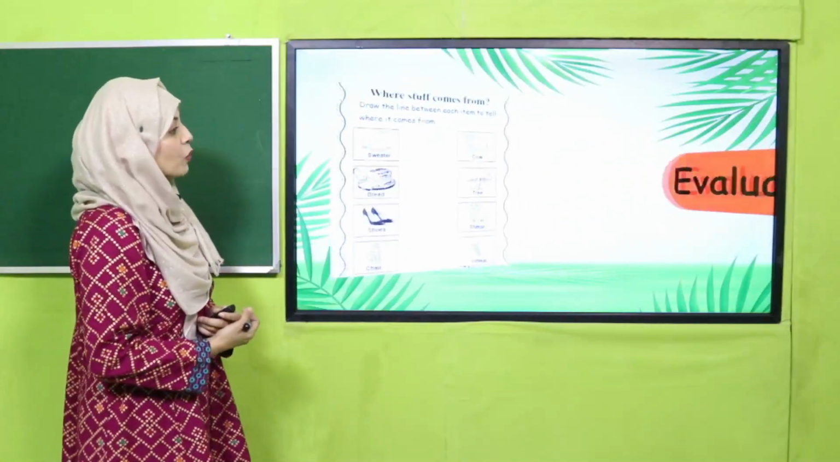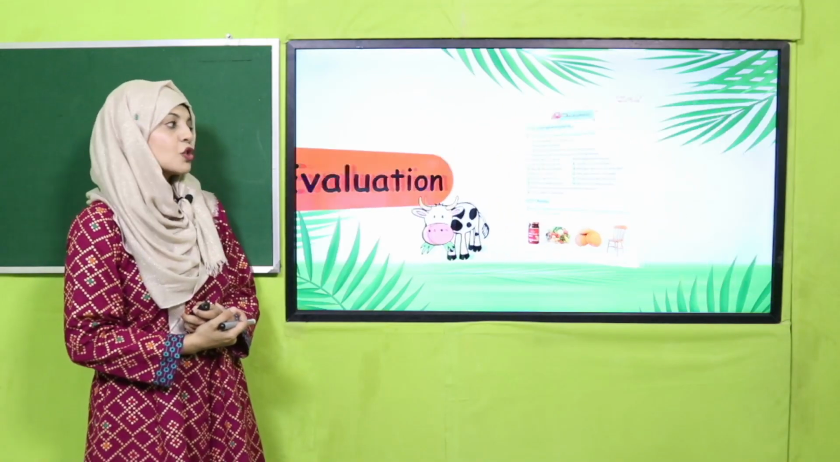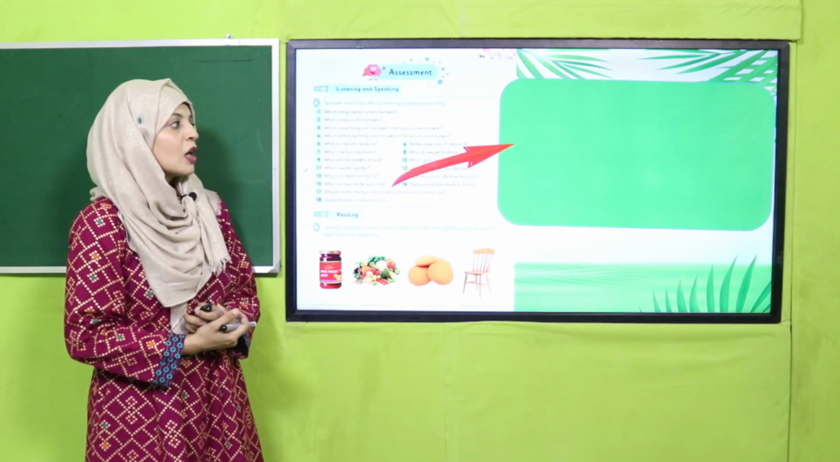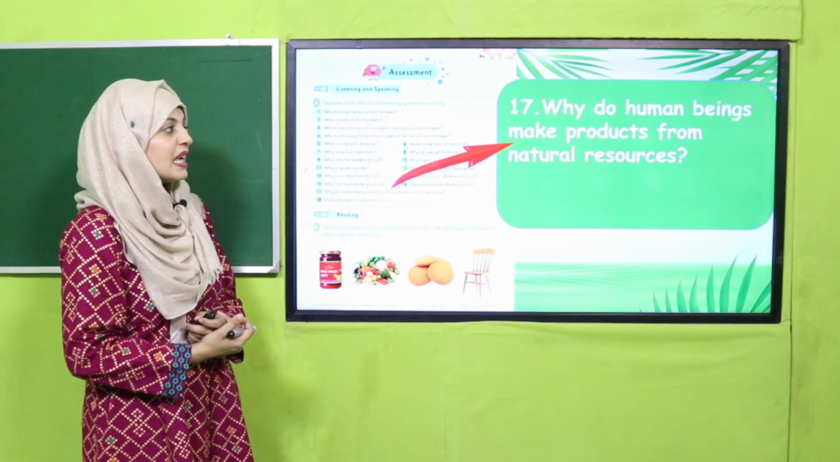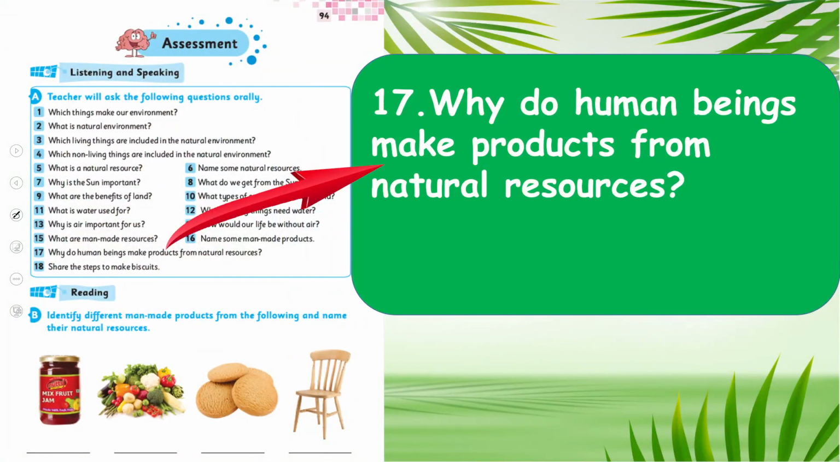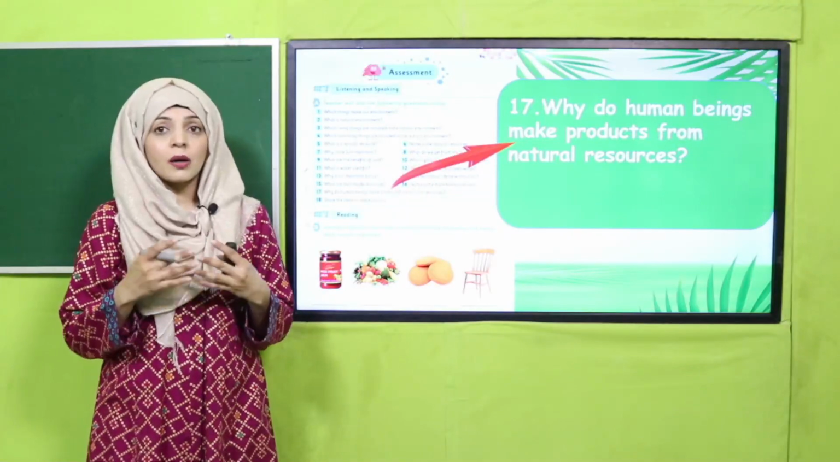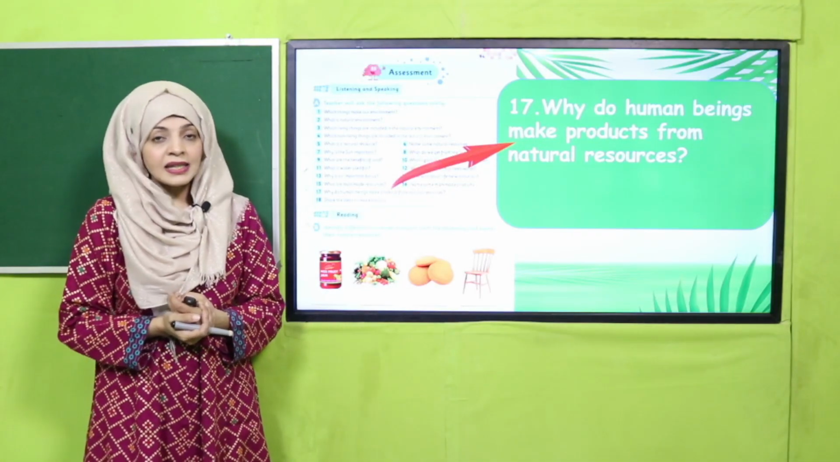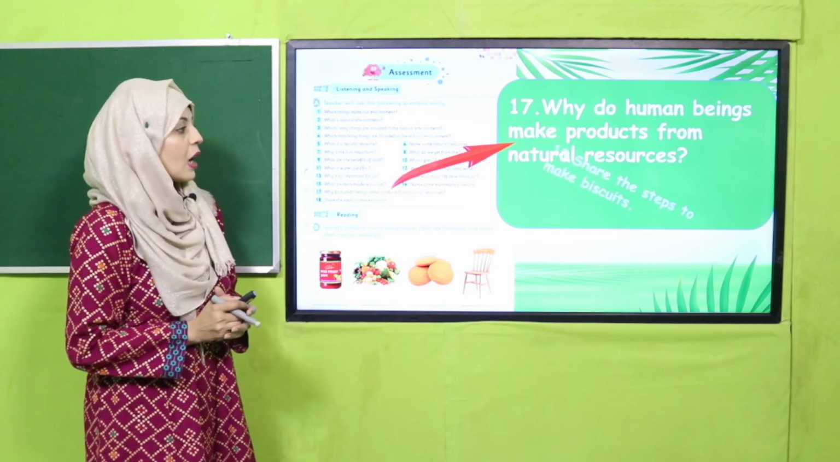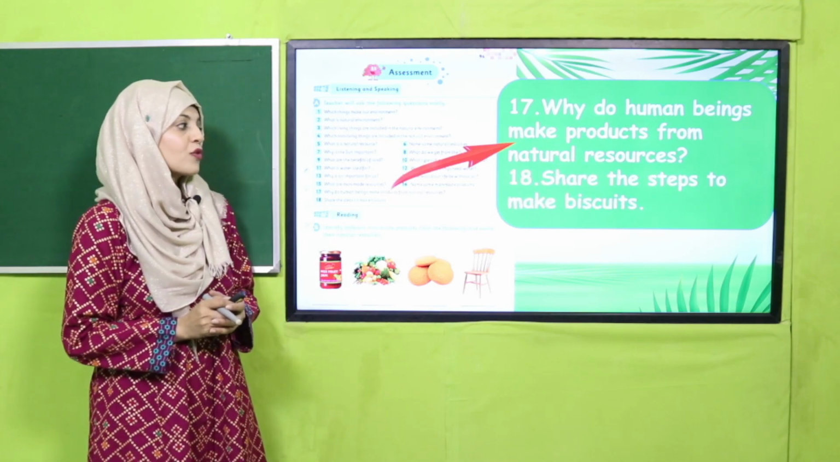From here, we will move forward towards your evaluation. So you have to tell me question number 17 on your screens. Why do human beings make products from natural resources? Human beings make products from natural resources to fulfill their needs. Very nice. Now, question number 18, share the steps to make biscuits.